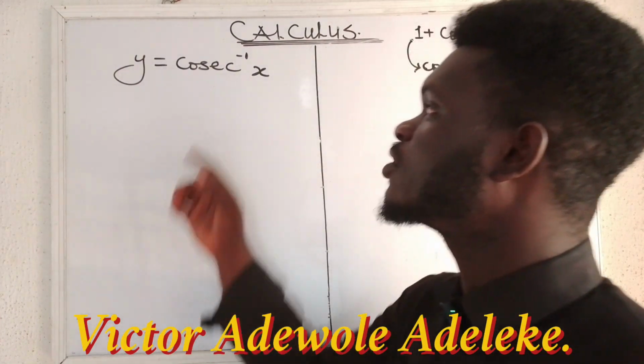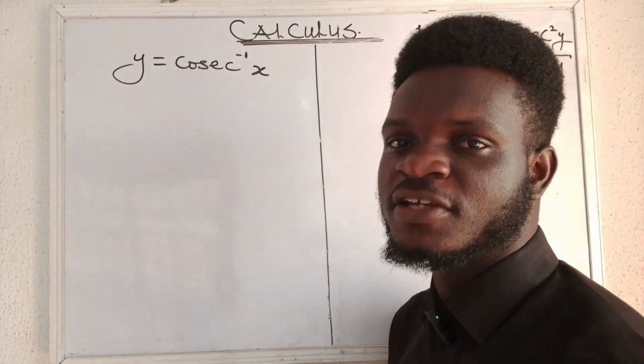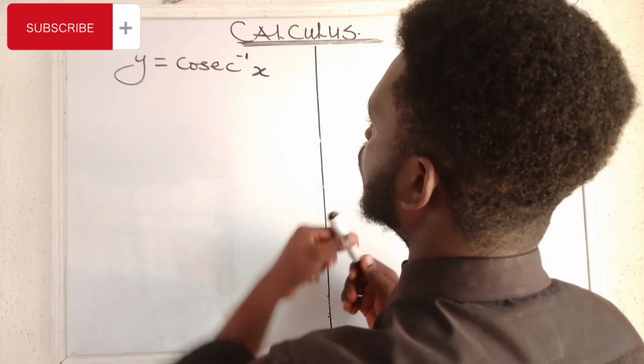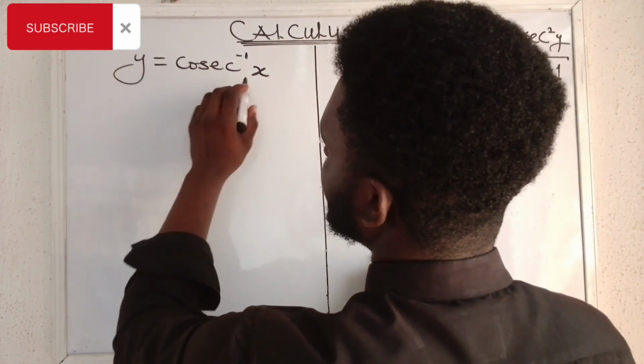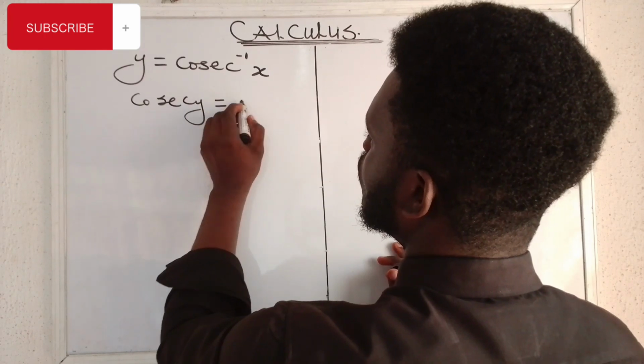Without wasting much time, let's quickly see what would be the derivative of the inverse cosec x. Very, very simple. It's not difficult at all. Now, what do we do? Just rewrite this equation in another fashion. So if you are doing that, this becomes cosec y equals x.